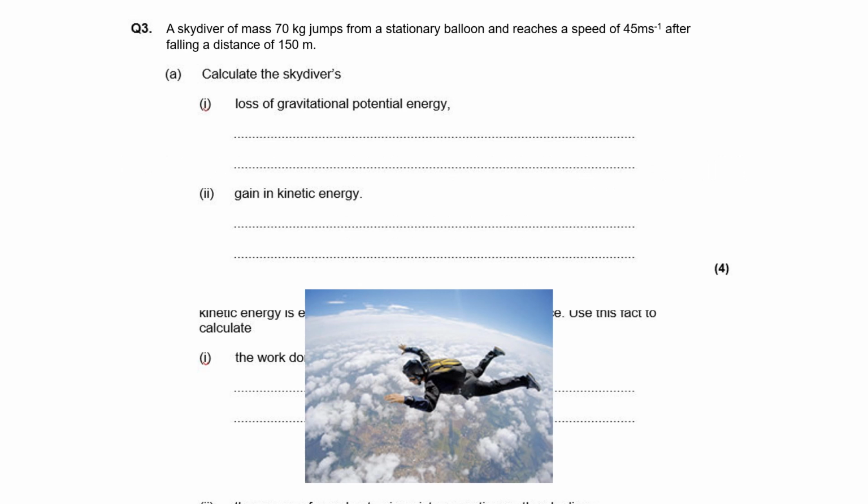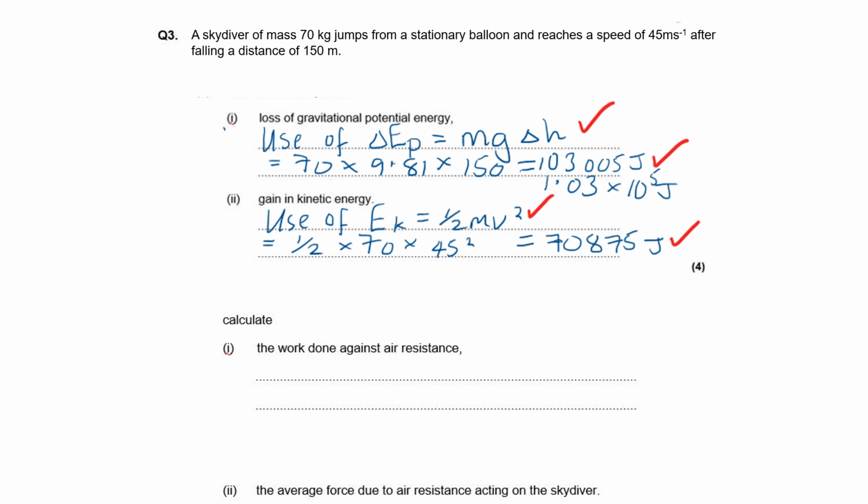A longer question on work and energy. A skydiver of mass 70 kilograms jumps from a stationary balloon and reaches a speed of 45 meters per second after falling a distance of 150 meters. Part A, calculate the skydiver's 1. Loss of gravitational potential energy and 2. Gain in kinetic energy. And this is where you can check the equations on your formula sheet.